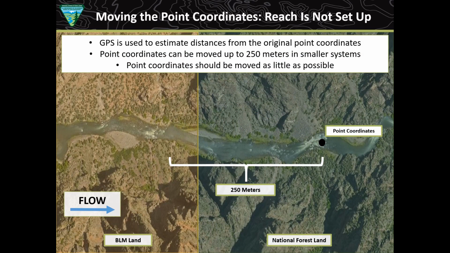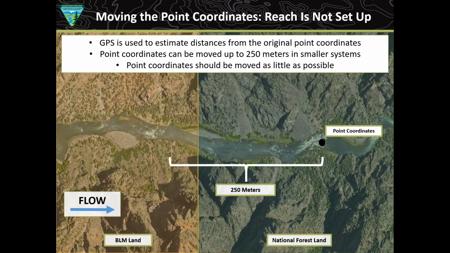In many cases, the point coordinates of a site will obviously need to be moved before the reach is set up. To do this, a GPS is used to estimate distances from the original point coordinates. For example, the point coordinates for this site are located on National Forest lands. The point coordinates should be moved towards the BLM land that is upstream.